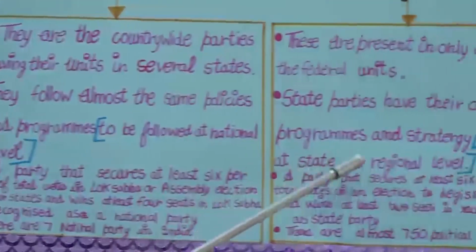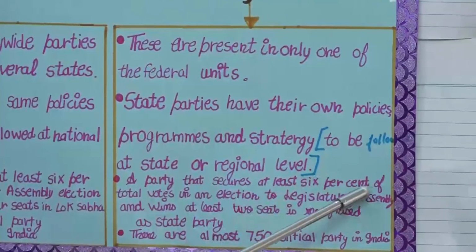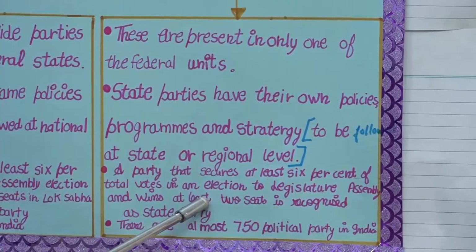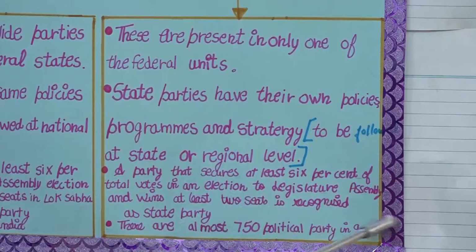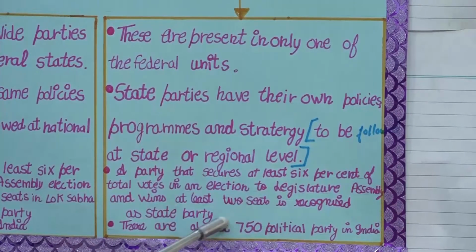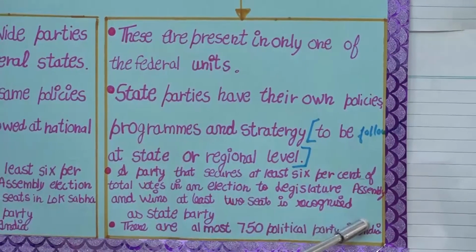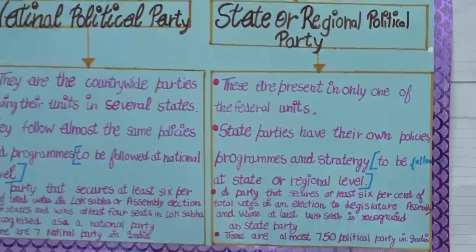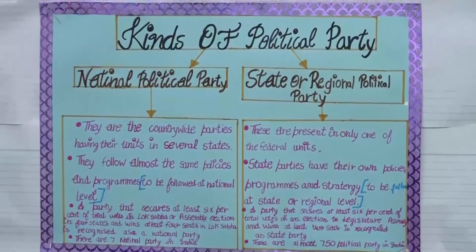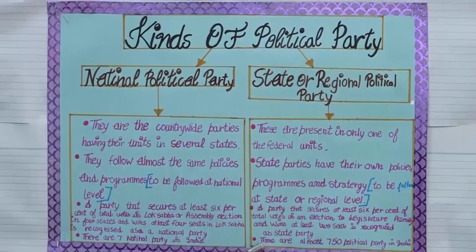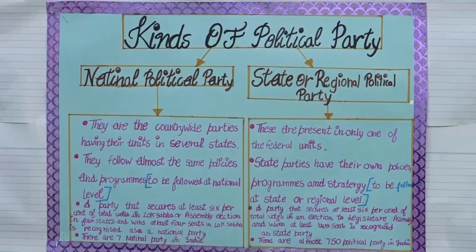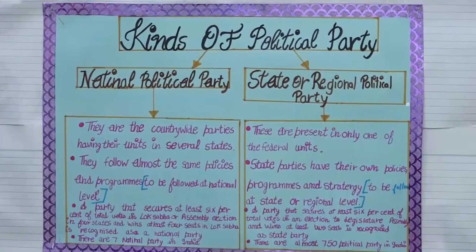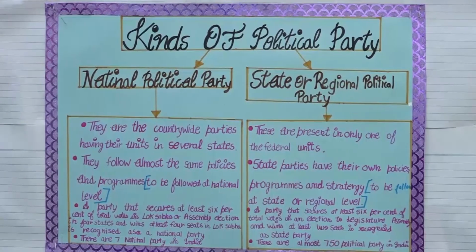A party that secures at least 6% of total votes in an election to legislature assembly and wins at least 2 seats is recognized as state party. There are almost 750 political parties in India, but very few parties are there which are consistent and putting their policies and programs in front of the public.